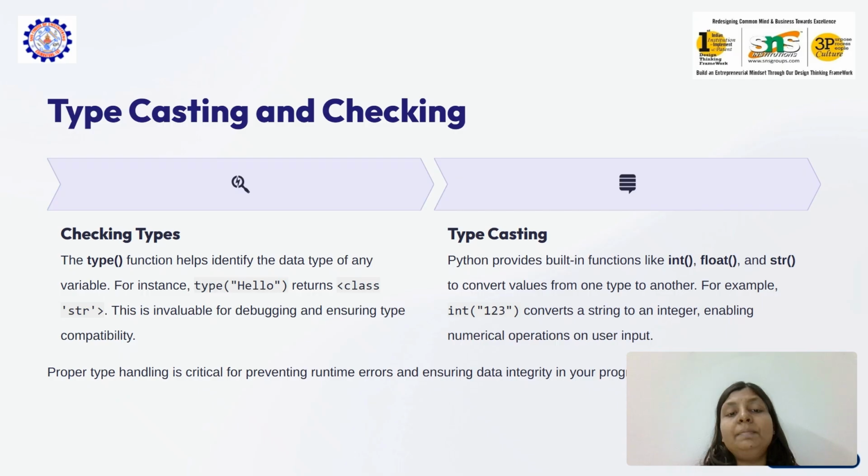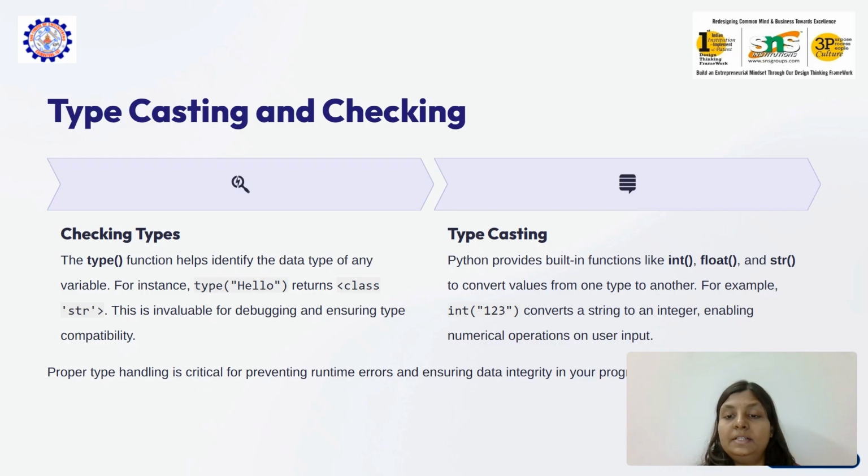Typecasting and checking. The type function helps identify the data type of any variable. For instance, type of "hello" returns class string. This is invaluable for debugging and ensuring data type compatibility.